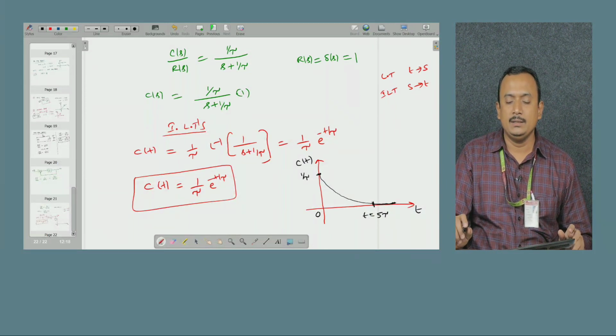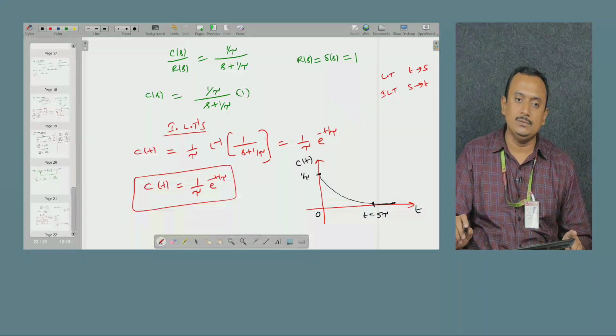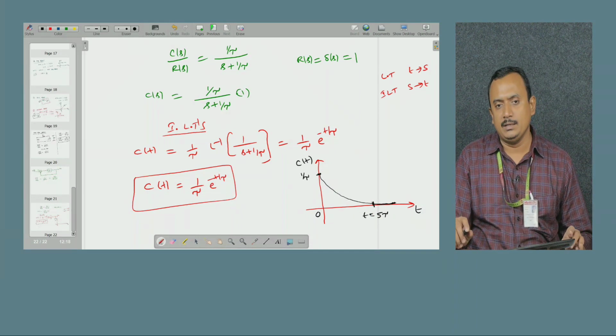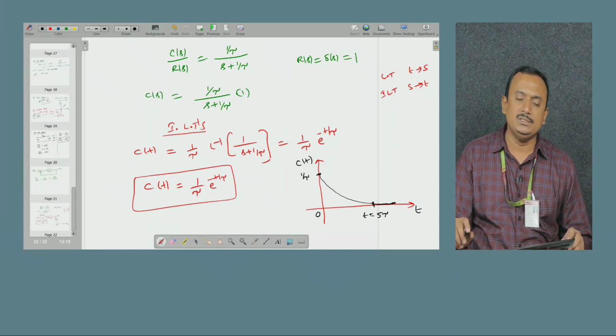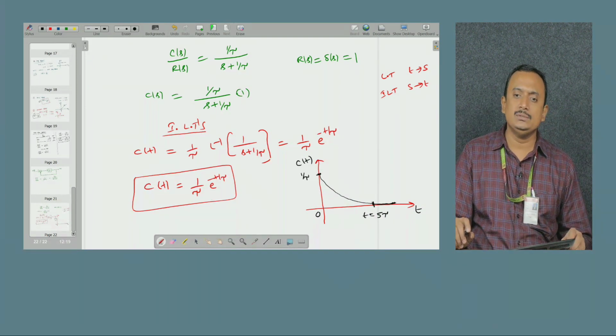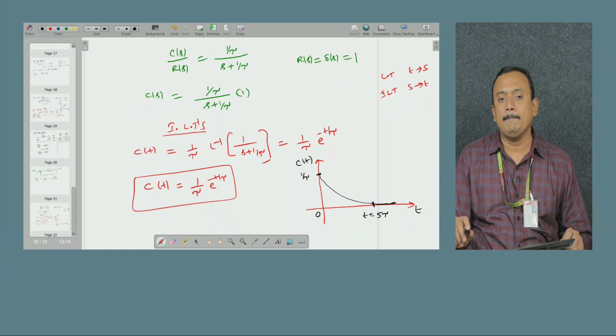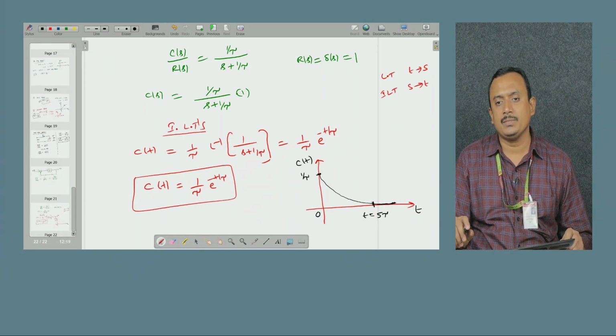I repeat, theoretically we do substitute t is equal to infinity to get the value of C of t is equal to 0, but while doing practically it is not possible to substitute t is equal to infinity. So we found that at t is equal to 5 tau almost the system response reaches 0, and this we do consider the practical case, right?